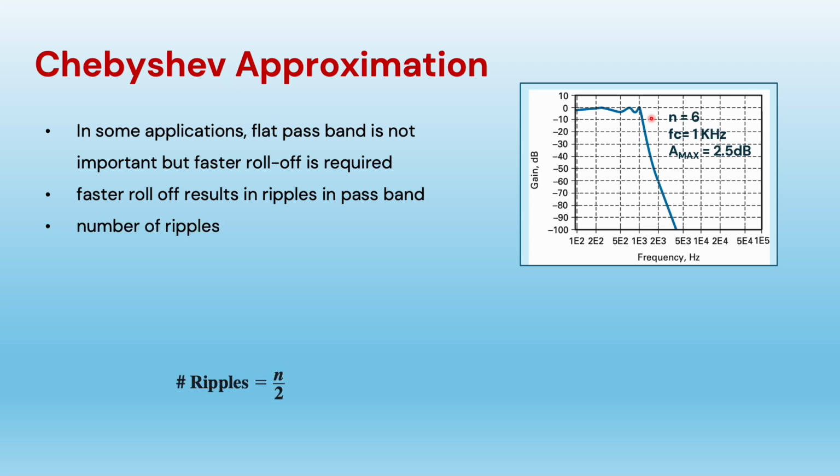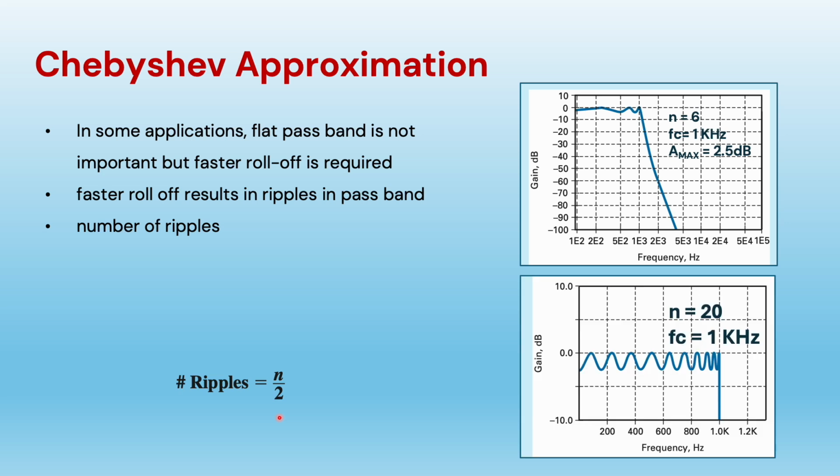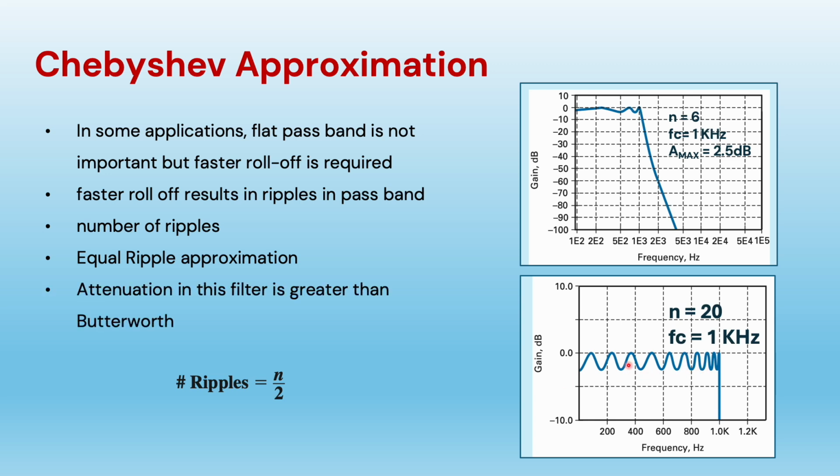The number of ripples in the Chebyshev filter depends on the order of the filter. So if we have a 4th order filter, we'll get 2 ripples. N by 2 is the number of ripples. This shows a 20th order filter, so you can observe we'll get 10 ripples here, and the feature of Chebyshev filter is that the ripples have equal depths, right? So this approximation is also called equal ripple approximation.